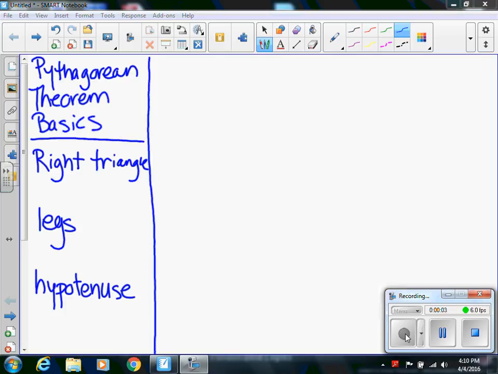Okay, we're going to start Unit 4B. The first thing we're talking about is the Pythagorean Theorem. Today we have some notes to take on it. These would be notes that you would normally do in class, but of course you're going to do them here at home. Make sure you're taking notes as you go.